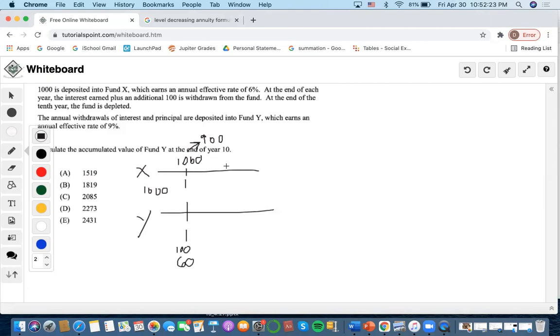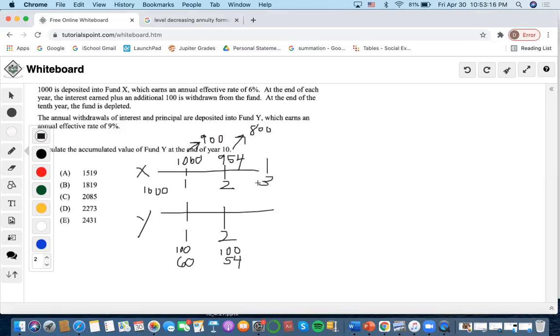The next part of it is that once we get to year two, we would do 900, what is left, times 0.06 effective interest rate, which is 54. Then this would increase to 954. But since we have to withdraw the amount of interest of 54 plus an additional 100, we would do 954 minus 154, and we would get 800 left. That would mean that in Y, over here, we would deposit 100 and an interest amount of 54.